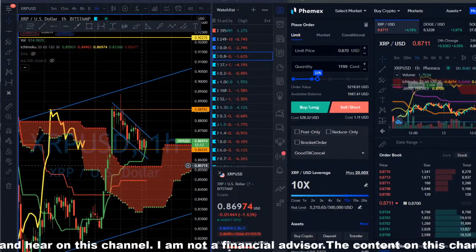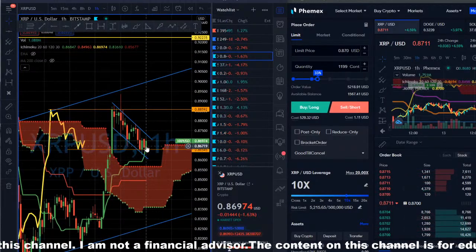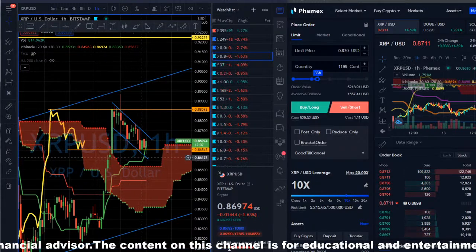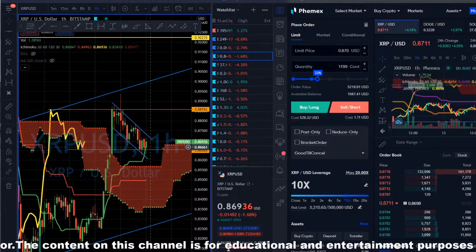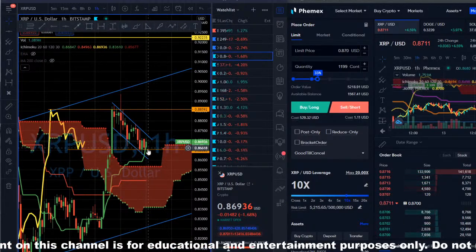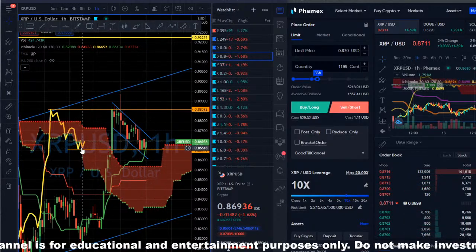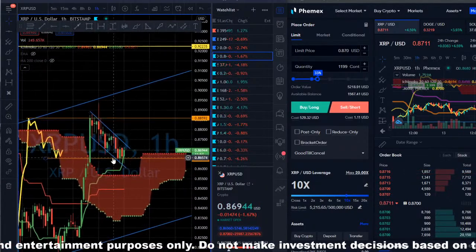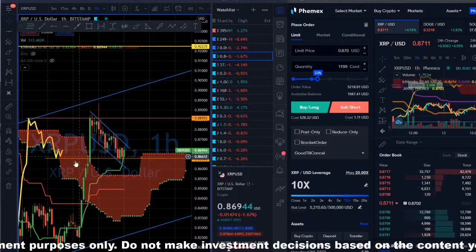All right, so XRP pretty much is holding this first sign of support here, which is the conversion line, which acts as a support or resistance. So right now it's holding it. You're holding here, and you have support right here. So you're holding, all supports are holding.